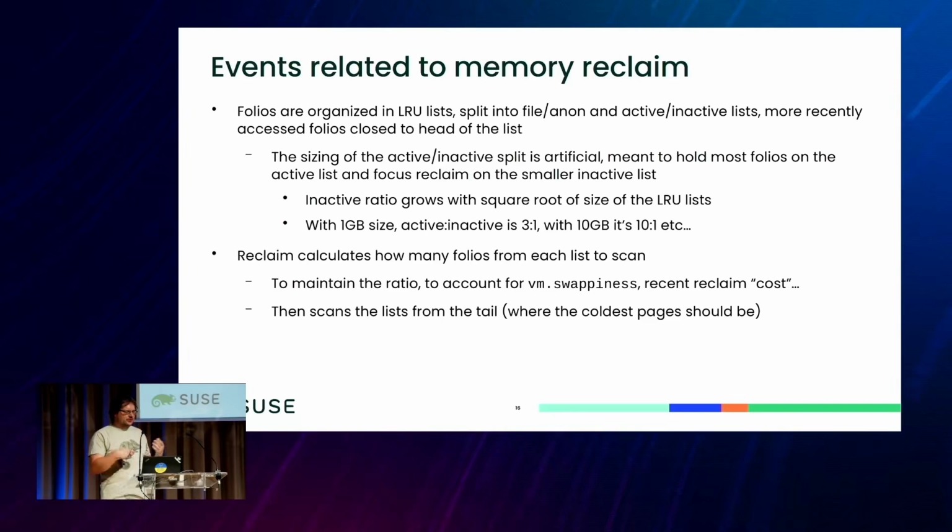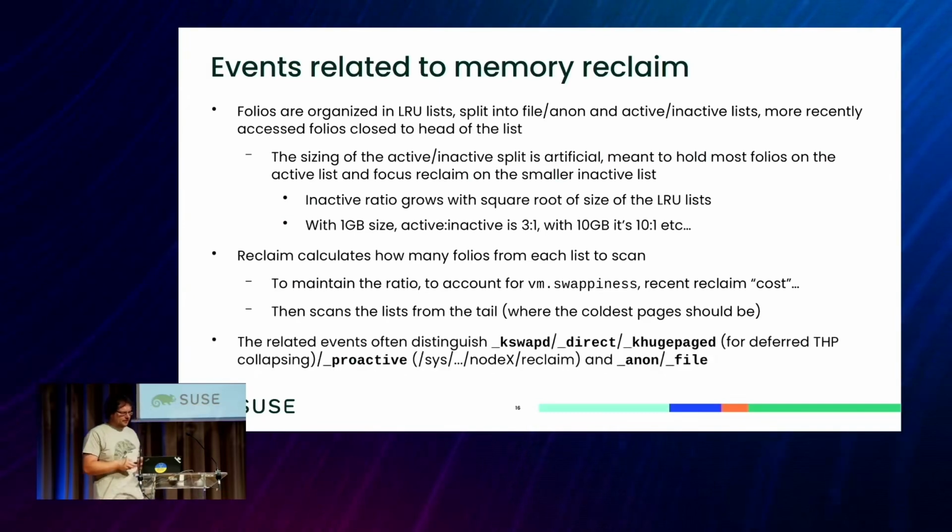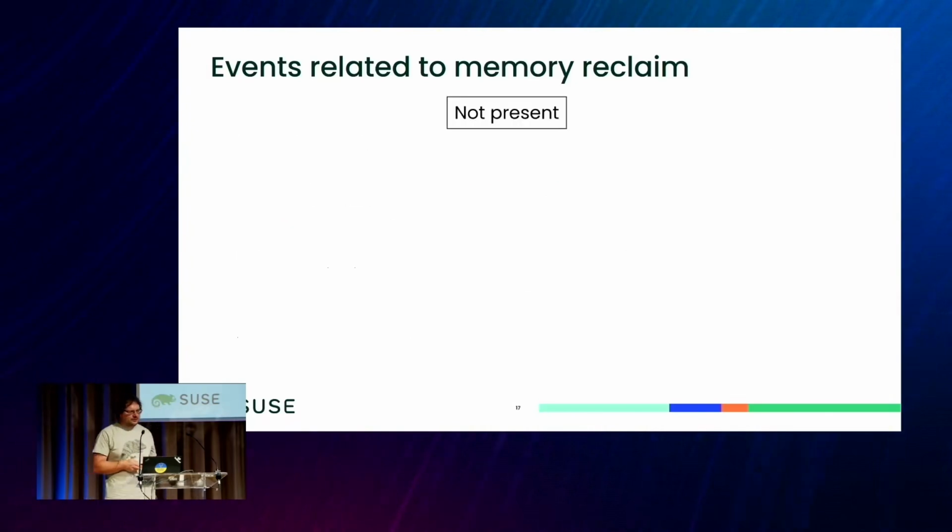And what reclaim does is try to calculate how many folios from each of the lists to scan, and then scans them from the tail where the coldest pages should be. And these events often distinguish whether the reclaim activities are from kswapd, direct reclaim, khugepaged, or triggered from sysfs, that's proactive, and if it's anon or file. And this is maybe best explained on the life cycle of a page in memory reclaim.